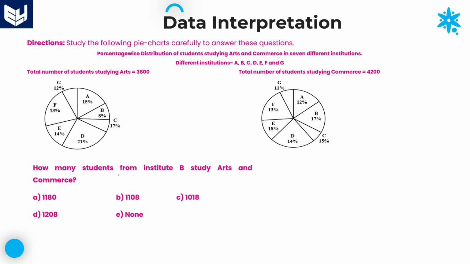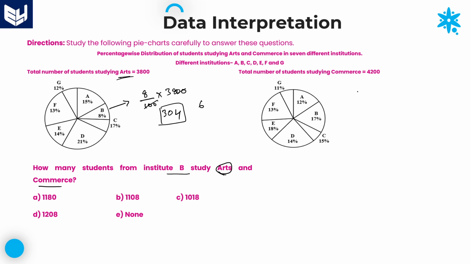Second one, how many students from Institute B study arts and commerce? Here we are talking about Institute B. And also you need to calculate arts and commerce separately. After that, you need to add those 2 values. Institute B, first arts. Arts is having 8% Institute B out of total 3800. Two zeros cancel. 8 8s are 64. 6 is a carry. 8 3s are 24. 24 plus 6, 30. 304. Institute B Arts is 304. That is the value.